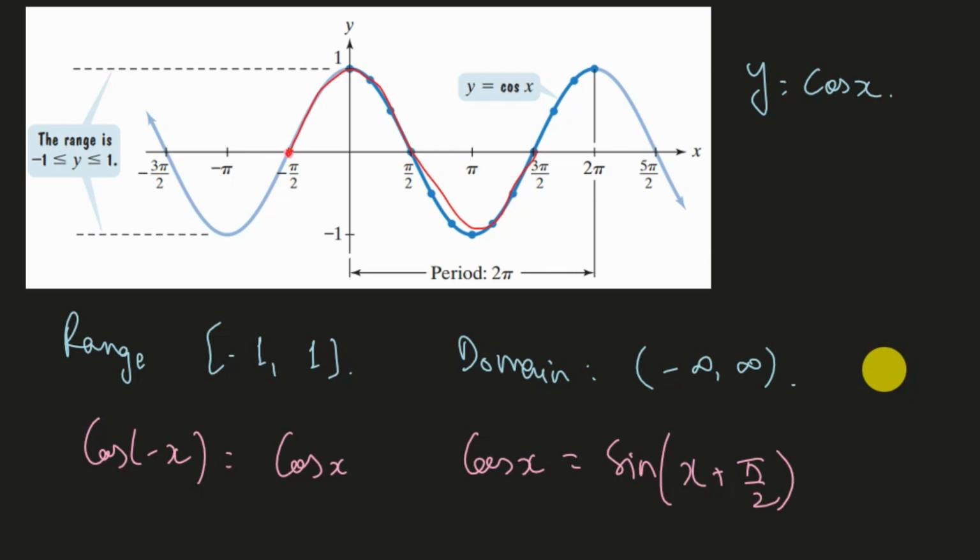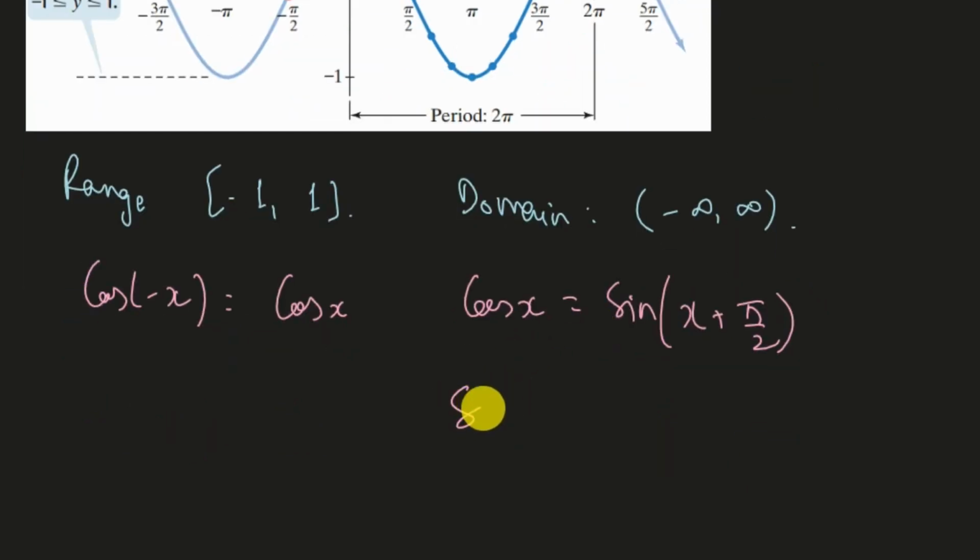Now because of this similarity, the cosine curve and the sine curve are known as sinusoidal graphs. What do we call them? Sinusoidal graphs. Because of this similarity, because there is only a phase shift of pi by 2, these graphs are known as sinusoidal graphs.